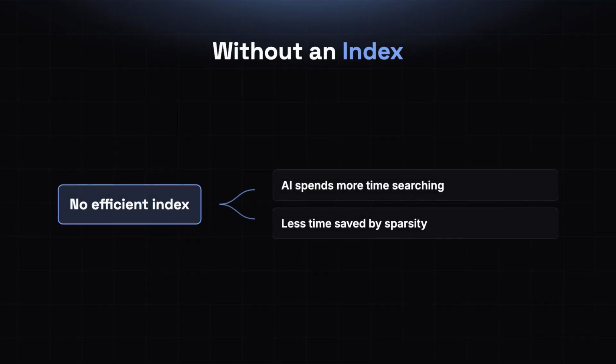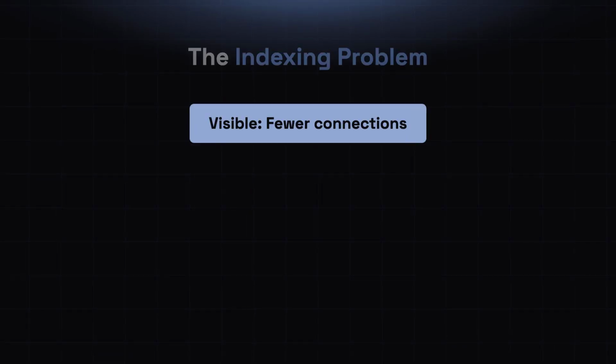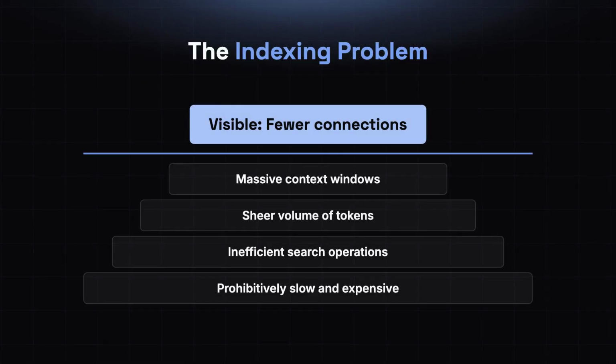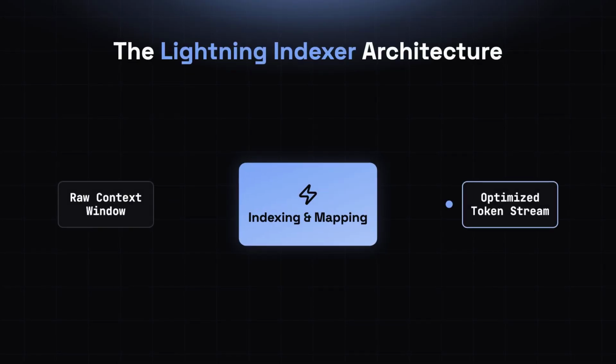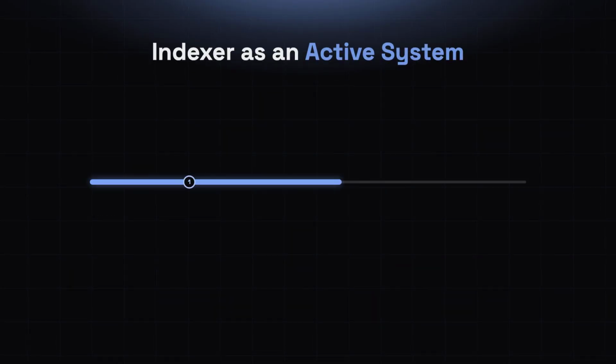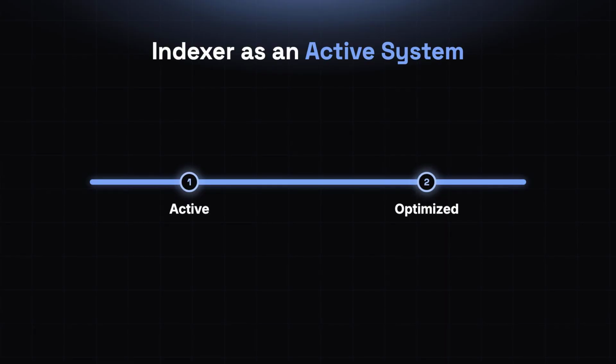Without such a system, the AI would spend more time searching for the right sparse connections than it saves by having fewer of them. This indexing problem becomes particularly acute with massive context windows, where the sheer volume of tokens makes any inefficient search operation prohibitively slow and expensive. This is where DeepSeek's second innovation, the Lightning Indexer architecture, comes into play. The Lightning Indexer acts like a hyper-efficient librarian for the AI's sparse connections.